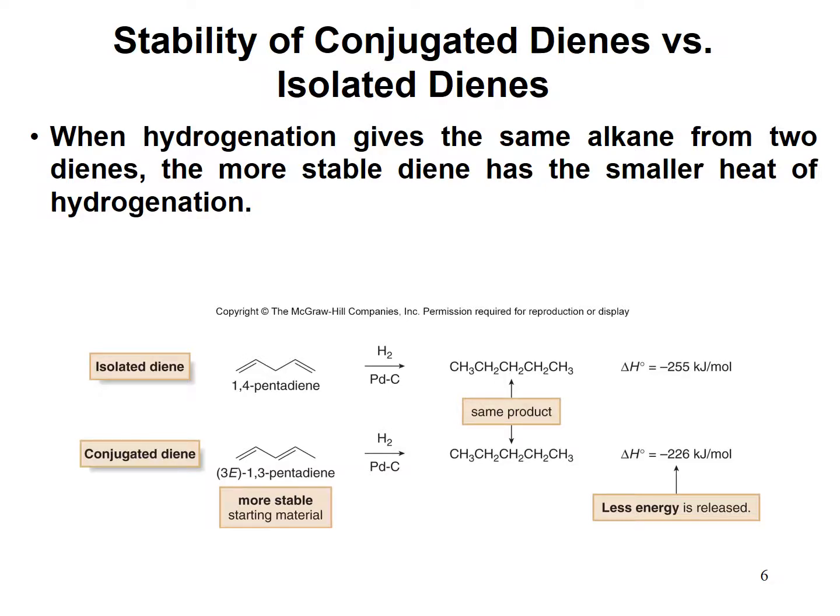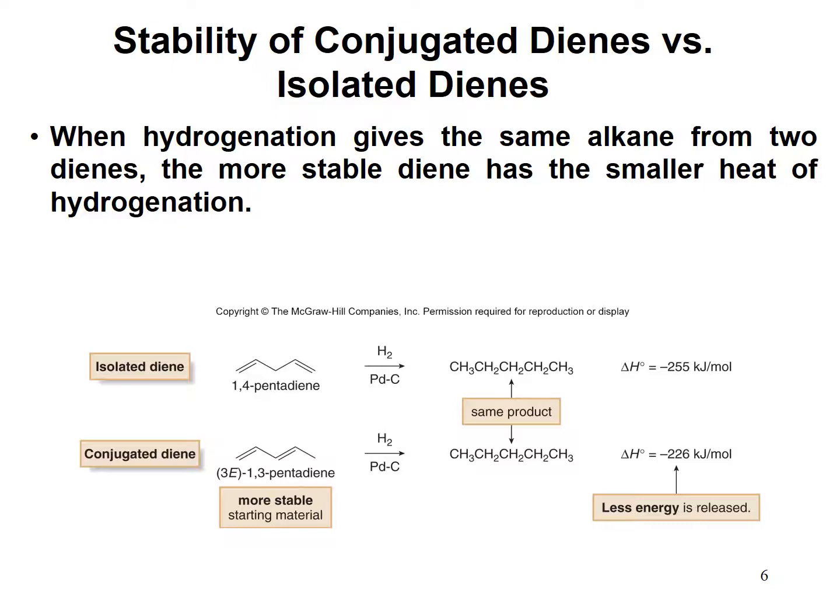Well, we've already said that the conjugated dienes are more stable. But just how much more stable are they? If we compare the values for hydrogenation for conjugated versus isolated double bonds, we'll see that in 1,4-pentadiene, when we add two equivalents of hydrogen with palladium on carbon, it costs us negative 255 kilojoules per mole of energy.